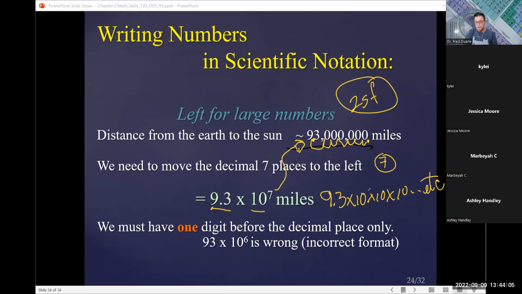So it's 10 to the 1 power, 10 to the 1 power, and when we multiply 10 to the 1 power times 10 to the 1 power, you add the exponents. There are 7 of those there, so it's 10 to the 7th power. Okay, so that's how we write that.